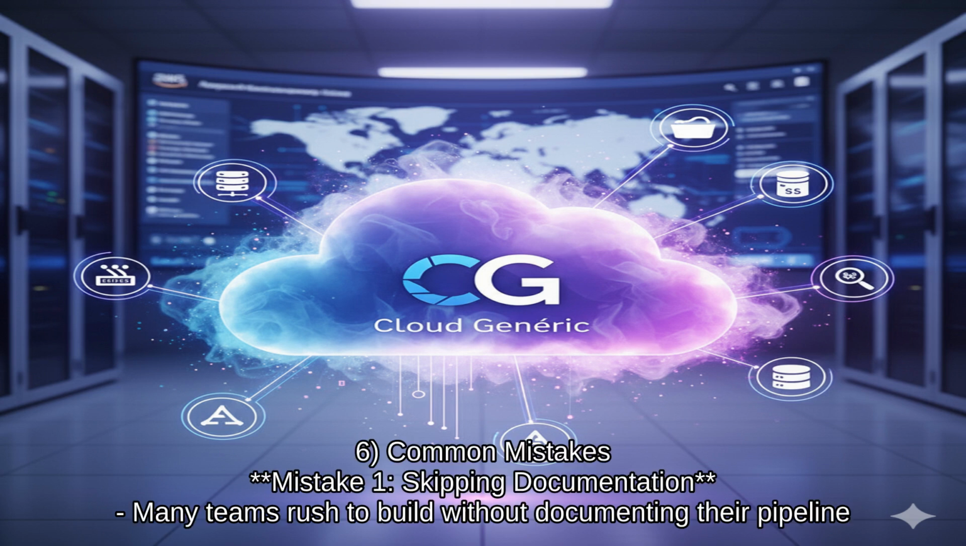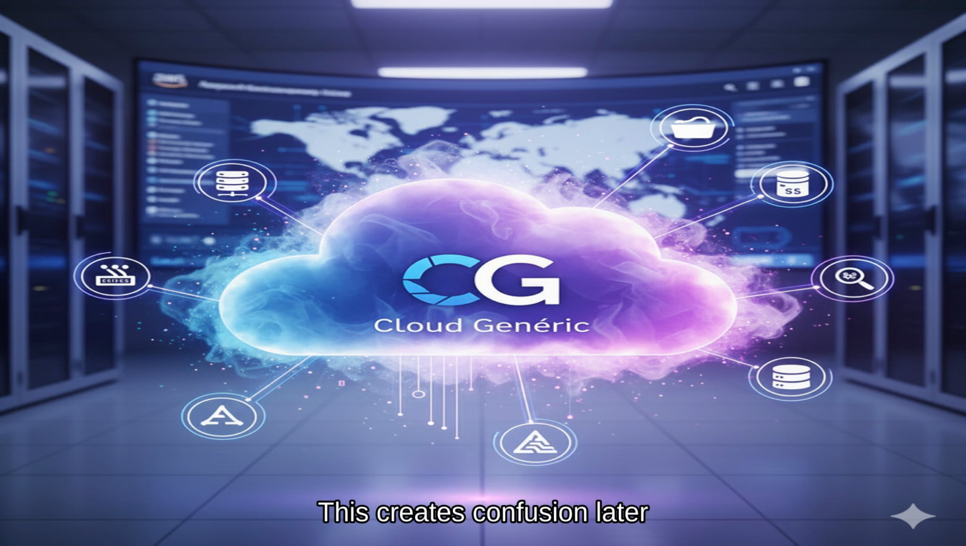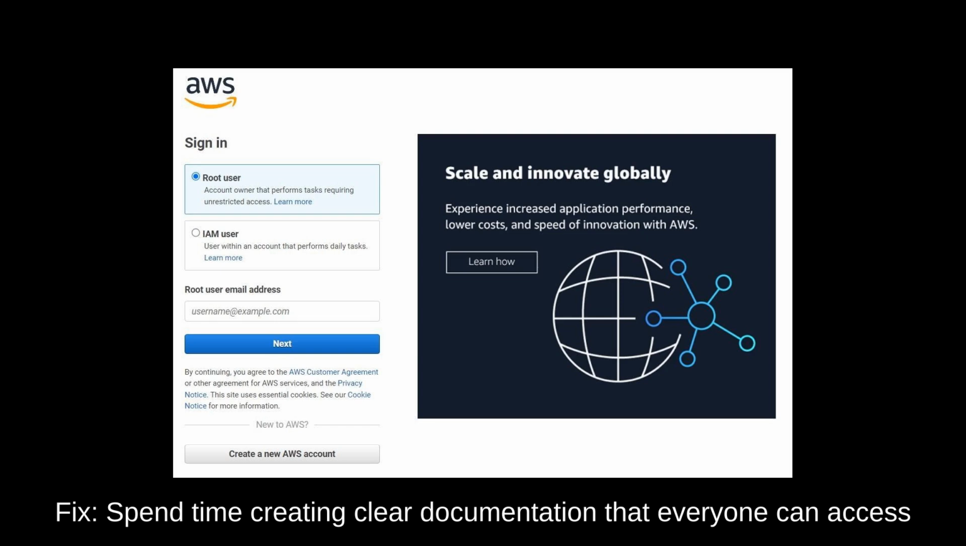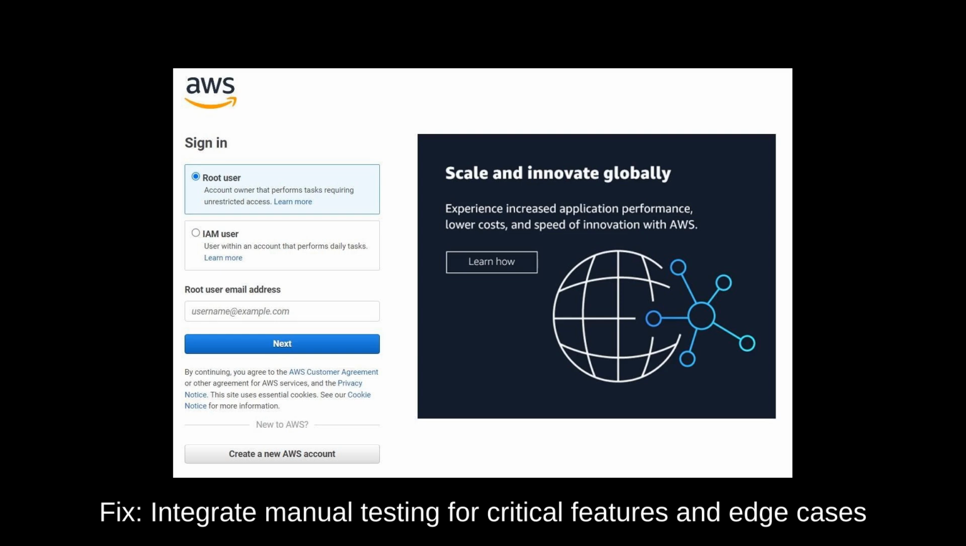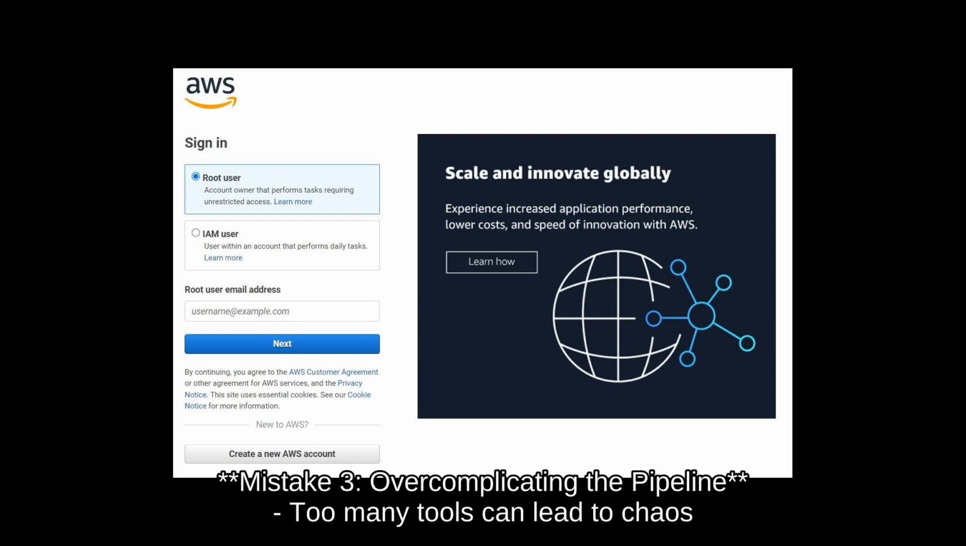Common mistakes. Mistake 1. Skipping documentation. Many teams rush to build without documenting their pipeline. This creates confusion later. Fix: spend time creating clear documentation that everyone can access. Mistake 2. Not prioritizing testing. Relying solely on automated tests can lead to problems. Fix: integrate manual testing for critical features and edge cases.